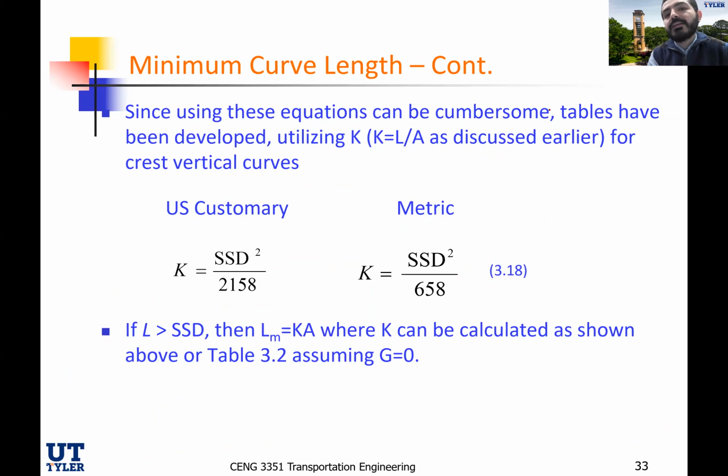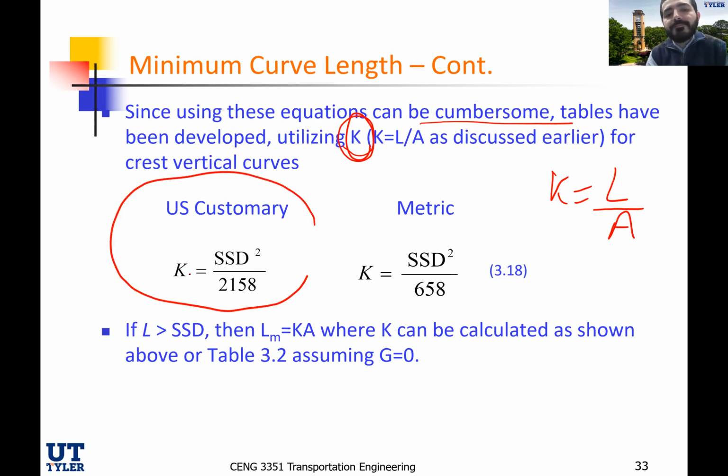The third simplification is as follows. Since using this equation can be cumbersome, at least once you graduate and things become slower and your mind is not as fast as it used to be, tables have been developed utilizing the K factor. Remember the K, when I told you L over A, and you wondered what's the use of it. We discussed it earlier, but now the use of it is right here. For crest vertical curves, for US customary units, K is equal to SSD squared over 2158. That's the K value. So if I know the SSD, I can get the K.